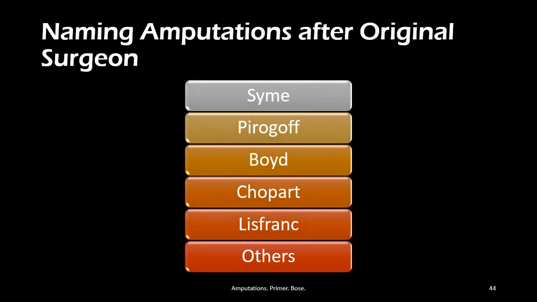We begin with the amputations that are named after the original surgeon. Amputations are historically named after surgeons who first performed and described them in literature. Not surprisingly, these were often battlefield surgeons or surgeons at times of war. Syme of Edinburgh, Scotland, who died in 1870, was one of the last of the pre-Listerian greats, which means the time before Joseph Lister, who is credited as the father of modern antiseptic surgery.